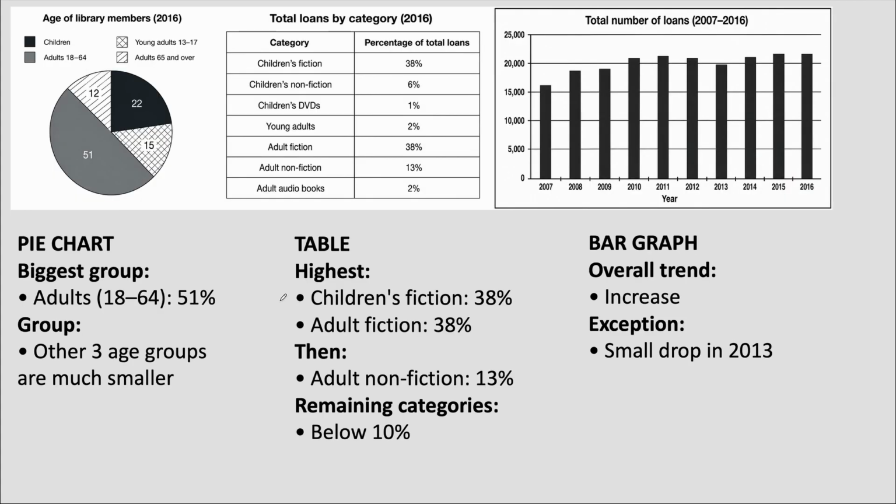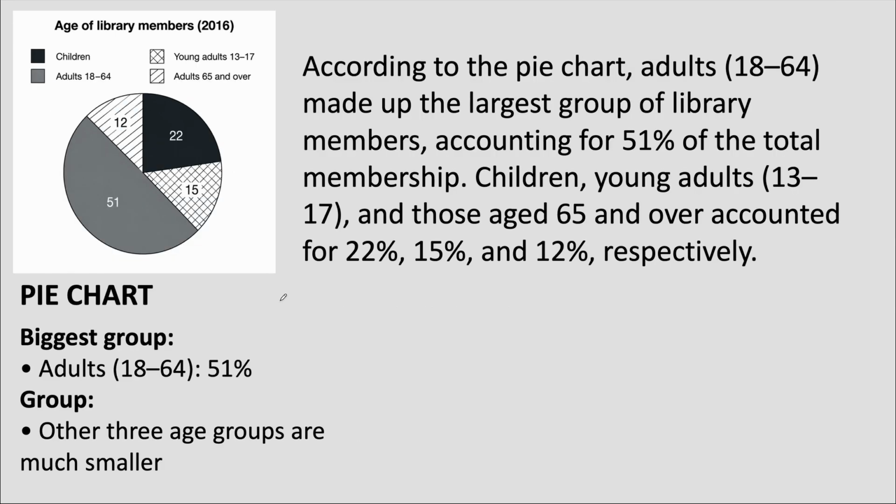This is the planning we did earlier. We'll use this planning to write the body paragraphs, adding the details, the figures, and the comparisons where needed. We'll start with the pie chart. According to the pie chart, adults 18 to 64 made up the largest group of library members, accounting for 51% of the total membership. Notice a few things here.